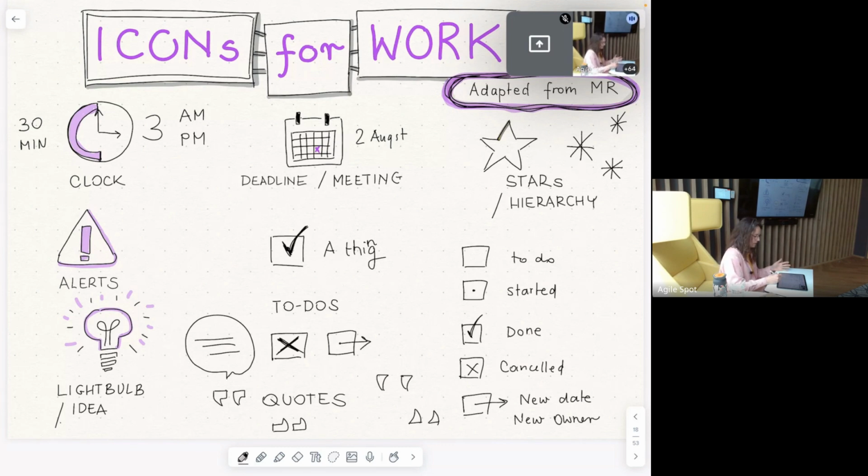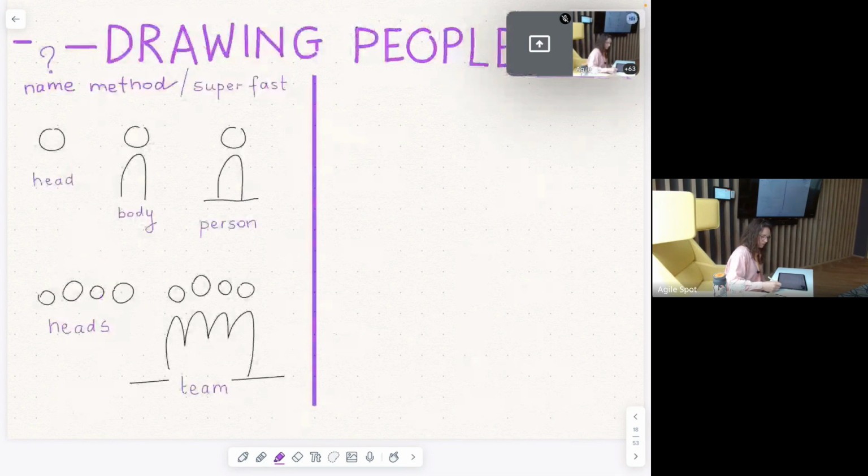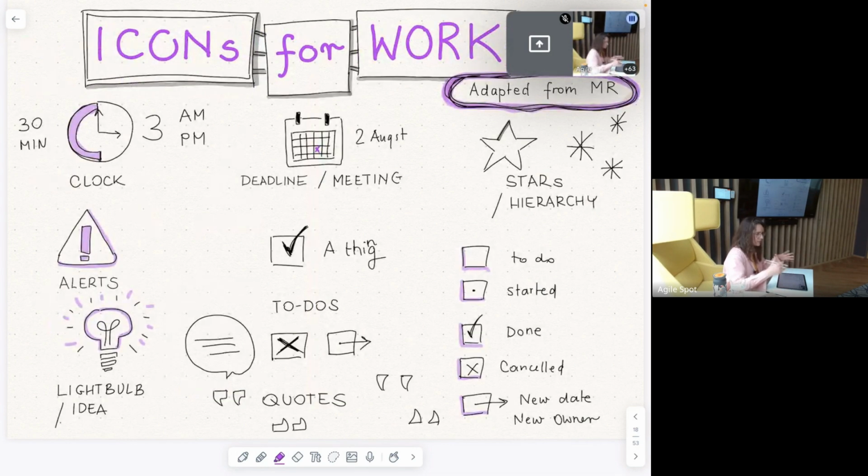And of course, we can add the shadings to our to-dos, like the bullet points. At any time the shading can be done. Let me check. Okay.